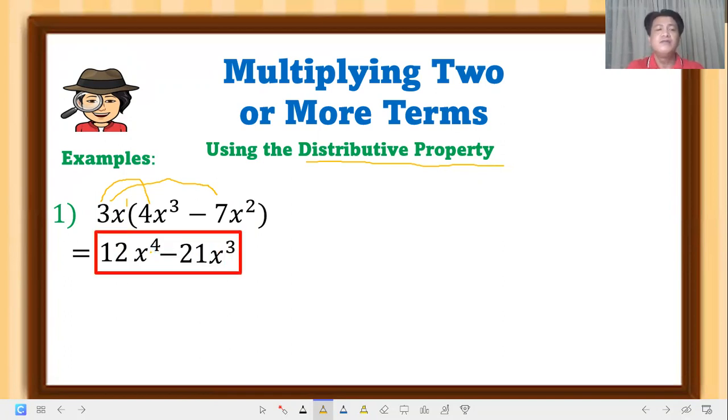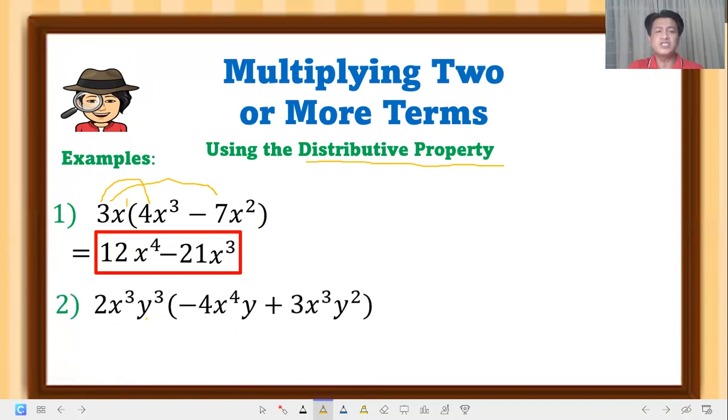We have number 2. 2x cubed y cubed multiply to negative 4x raised to 4y plus 3x cubed y squared. Okay? Meaning to say, monomial multiply natin sa binomial. Kaya nga, 1 term multiply sa 2 terms. Okay? Basta alam natin yan na i-distribute natin. Yung nasa labas, we have to multiply 2x cubed y cubed times this term. Okay, meaning to say, that will become negative 8.